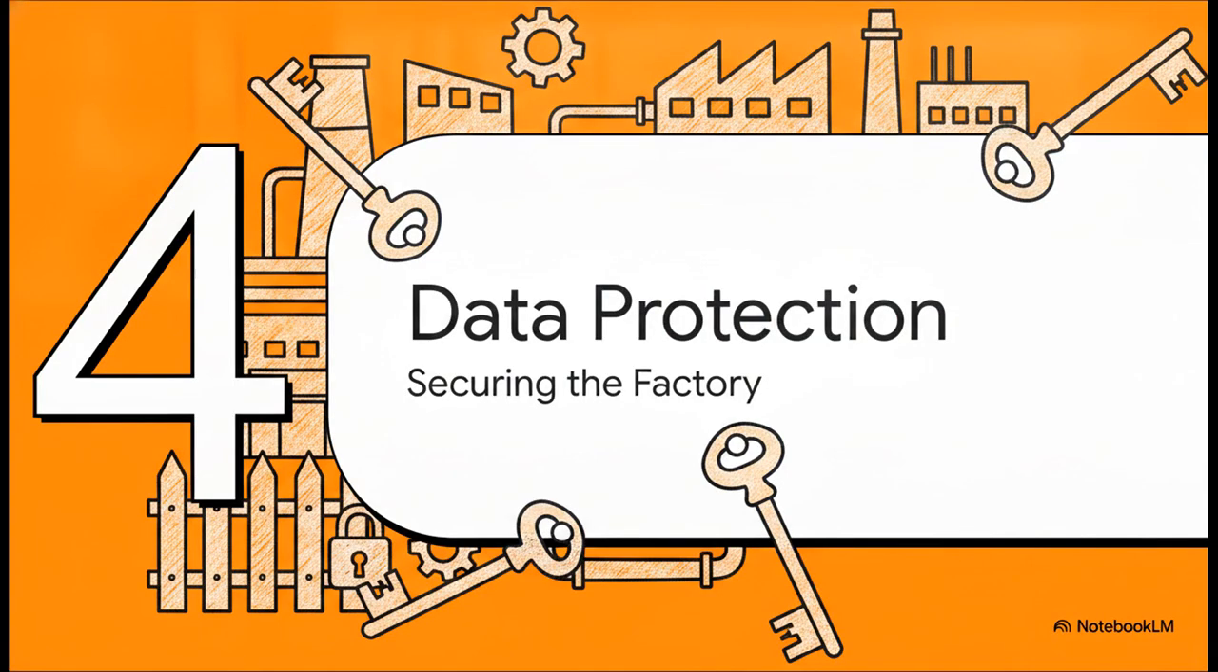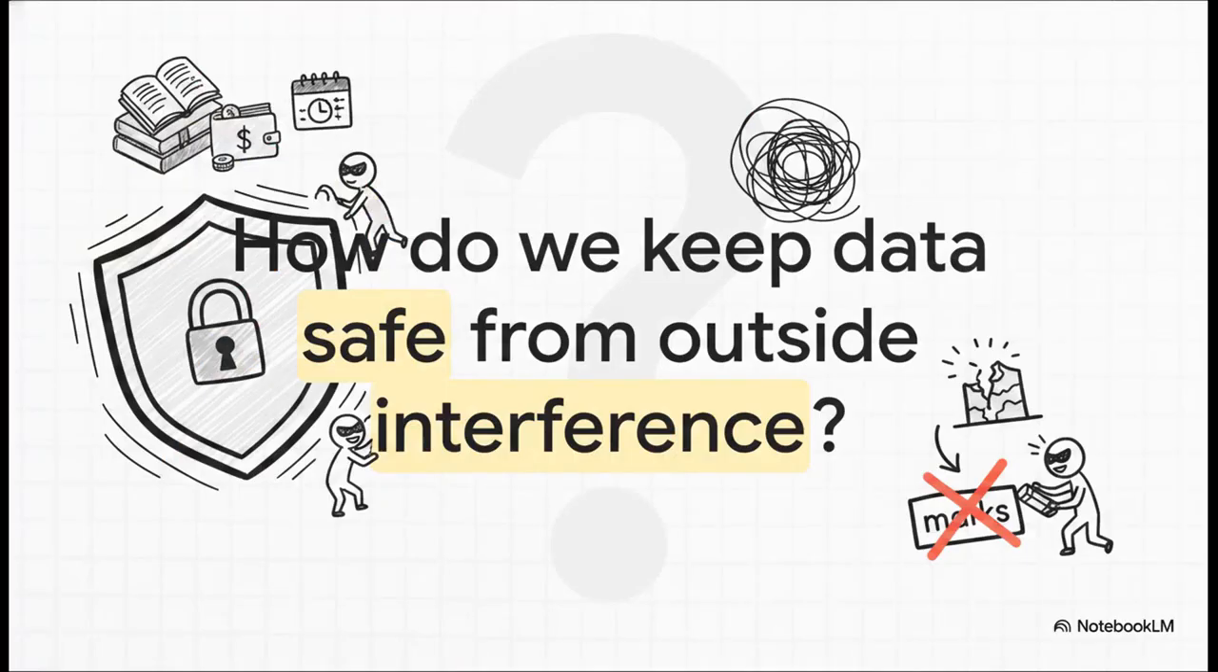Part 4, methods and data protection, securing the factory floor. So now that our house is built and functioning, we need to talk about who actually gets the keys to change what's inside. We need to secure the factory floor.